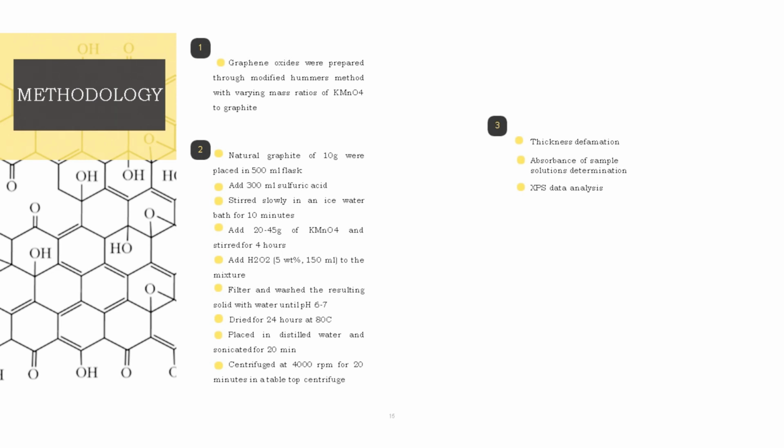H2O2, which is 5 weight percent or equivalent to 150 ml, was added to the mixture over 30 minutes. The resulting solid was filtered and then washed with water until the pH of the filtrate was 6 to 7. The solid was dried for 24 hours at 80 degrees Celsius to give graphene oxides. Graphene oxides was placed in distilled water, sonicated for 20 minutes, and then centrifuged at 4000 RPM for 20 minutes in a tabletop centrifuge to form an aqueous dispersion of graphene oxide.